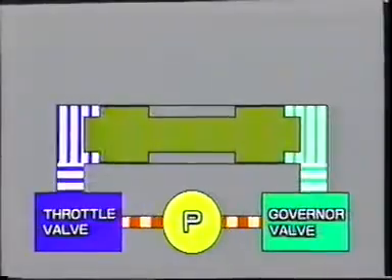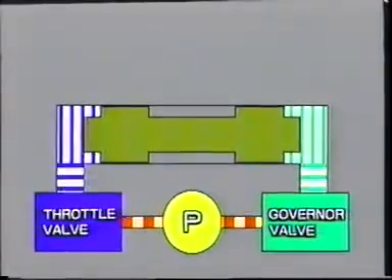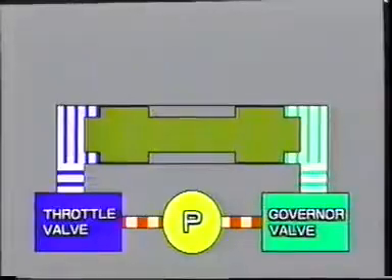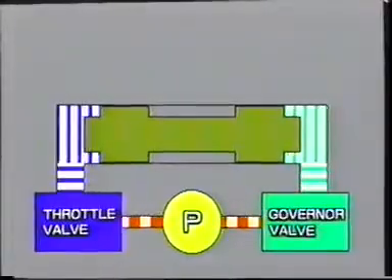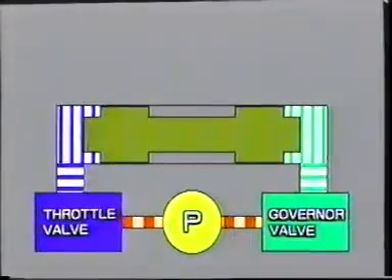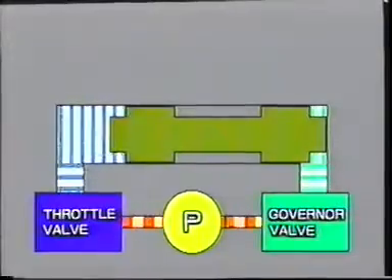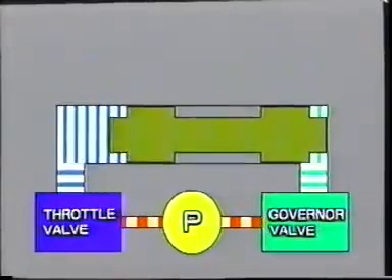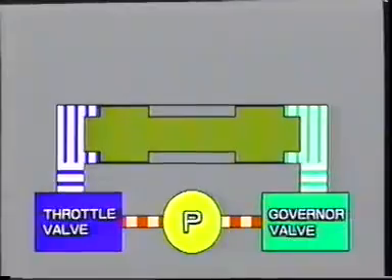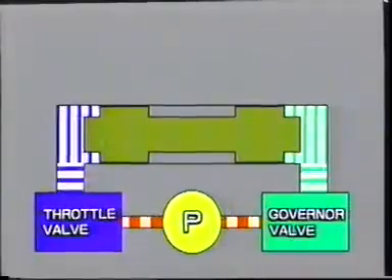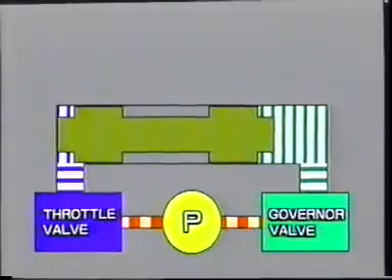Throttle pressure is applied to one end of the shift valve, and governor pressure is applied to the other end. The shift valve moves to the right or to the left, depending on the difference between these two pressures.